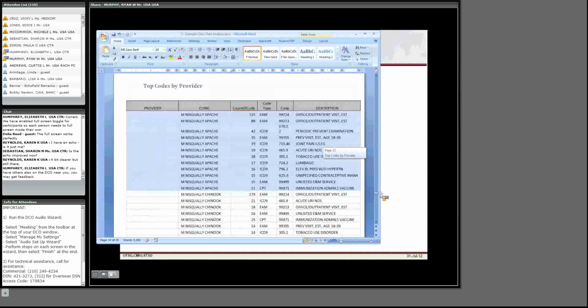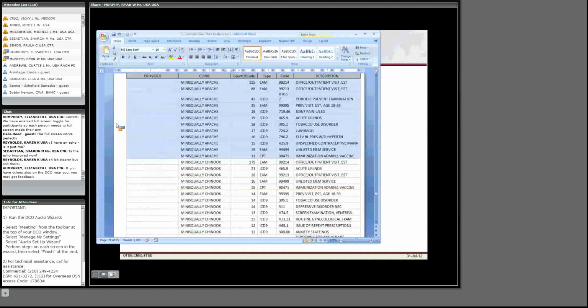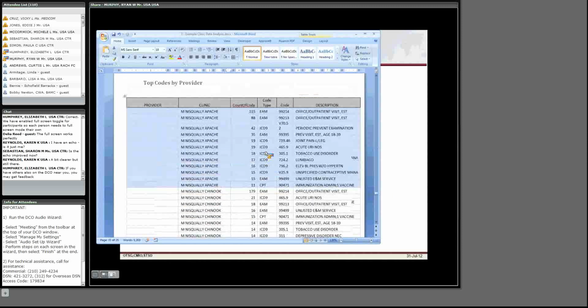And if we get into the providers, here's a provider. I deleted their names, but I color coded them and alternated the colors. These are the codes that this provider used and how often they used them. So 99214 they used 115 times, 99213 they used 88 times during this period of time. And that's broken out for each provider.